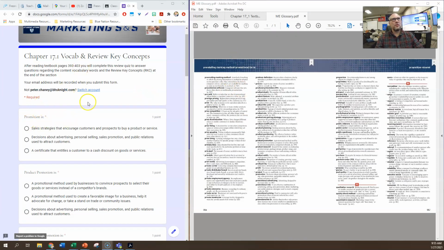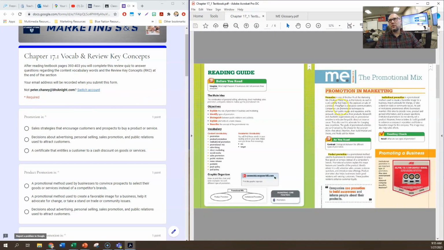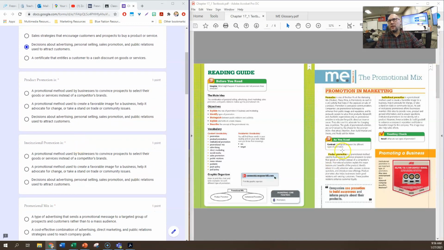So in this case, promotion, according to the textbook, especially if we read right here, we can come to the conclusion that it is decisions about advertising, personal selling, sales promotion, and public relations used to attract customers. So moving on through the other definitions, product promotion, right here in yellow, that's the part that you actually read in the textbook. If you read that paragraph, you're going to have a very good idea of what product promotion is. And in this case, product promotion is a promotional method used by businesses to convince prospects to select their goods or services instead of a competitor's brands.